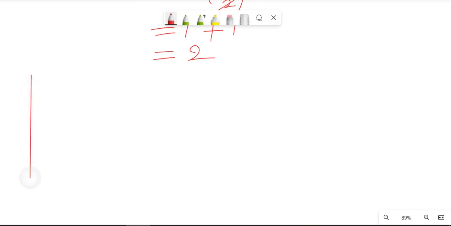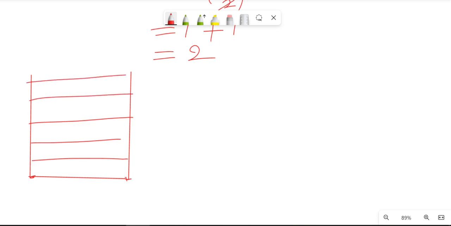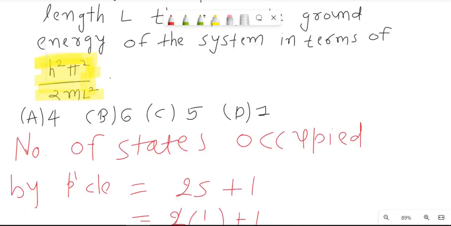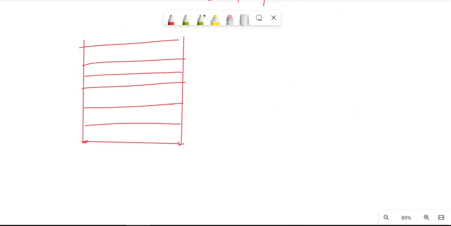So if I take a square well potential like this, suppose this is my potential well, and in this potential well there will be many energy states, ideally infinite energy states. Here we have 2 states occupied, and again we have 3 particles. In the question we are already given that we have 3 particles. Since a particle has spin half, this particle must be a fermion, and according to the Pauli exclusion principle, the particles in one state are those whose spins are opposite.